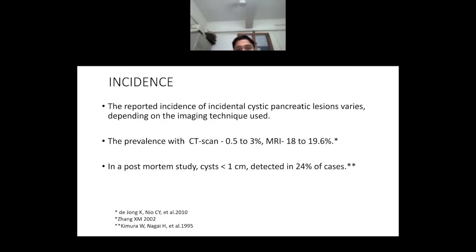The reported incidence of incidental cystic pancreatic lesions varies depending upon the imaging technique. The prevalence of cystic pancreatic lesions on CT scan was 0.5 to 3%, and on MRI it is 18 to 19%. In a post-mortem study, cysts less than 1 centimeter were detected in 24% of cases.